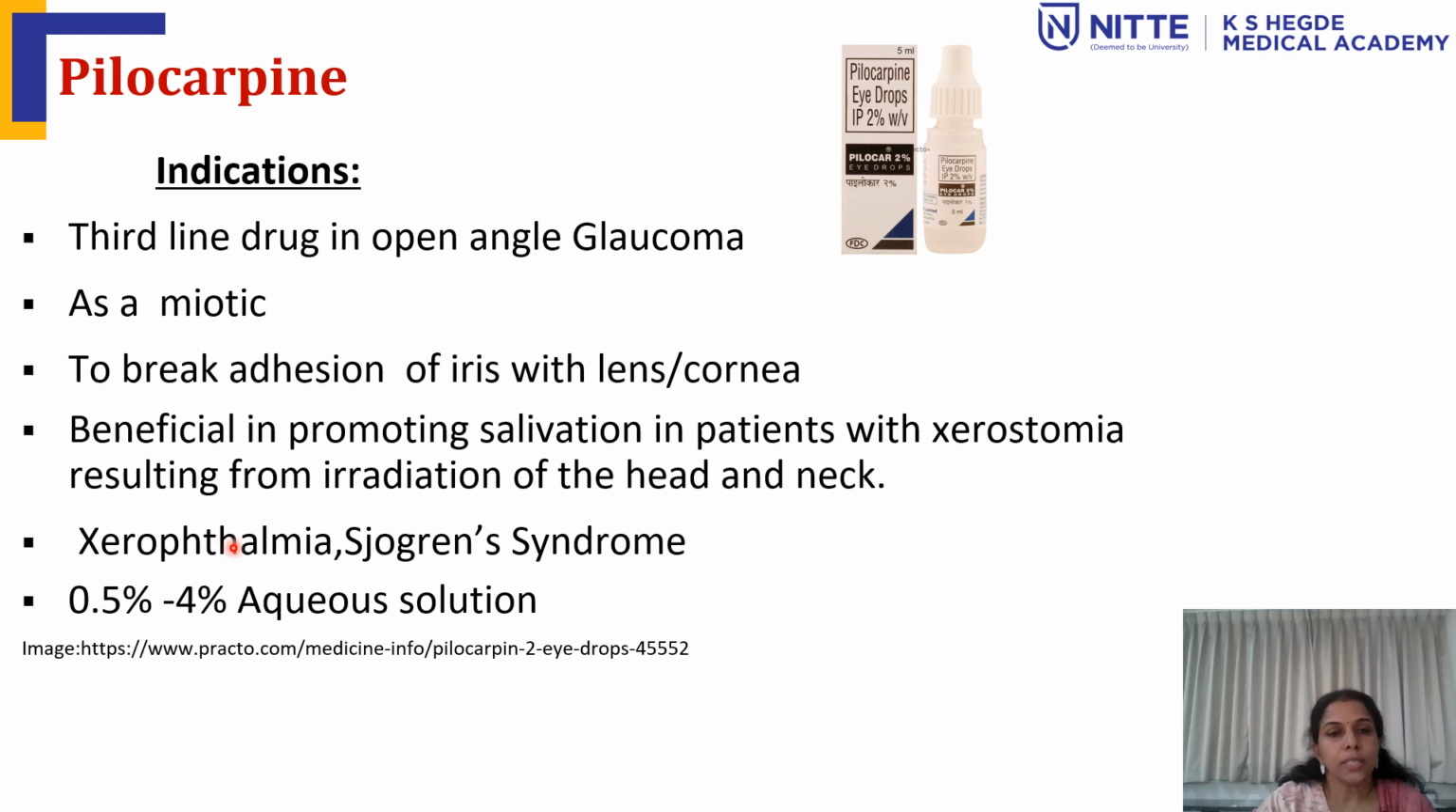Another use is in xerophthalmia. Xerophthalmia can occur due to Sjogren's syndrome, which is an autoimmune disease, or due to vitamin A deficiency, or due to aging, or increased screen use. All this can lead to xerophthalmia. So in xerophthalmia also, pilocarpine is recommended. As I told you, we have the solution in the form of drops. Ophthalmic drops are available, so that has been recommended.